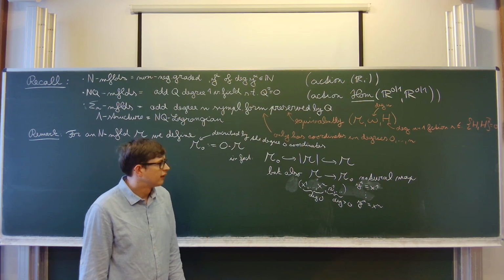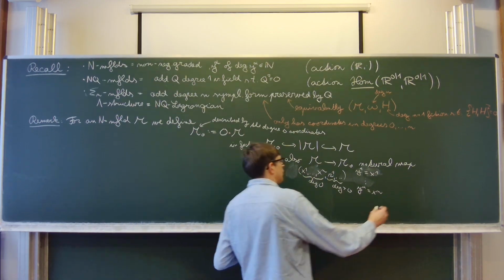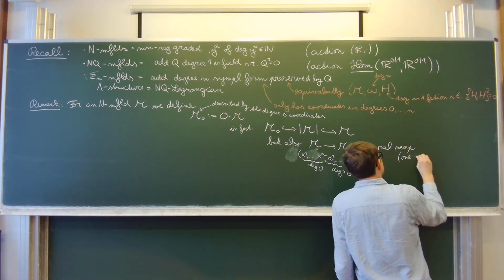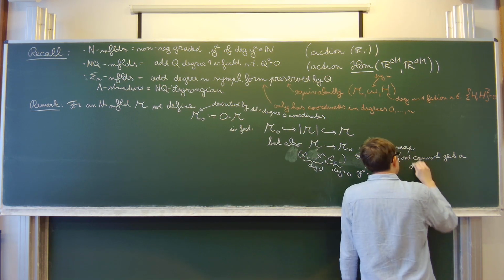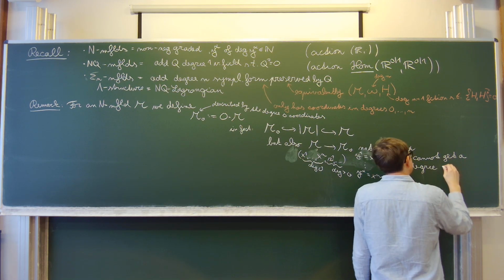Sorry, that was a bit convoluted. But the essence is that one cannot get a degree 0 function by multiplying two positive ones.